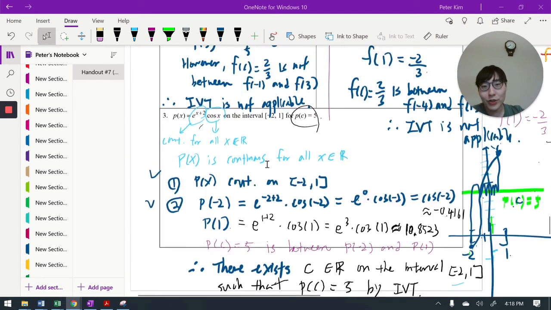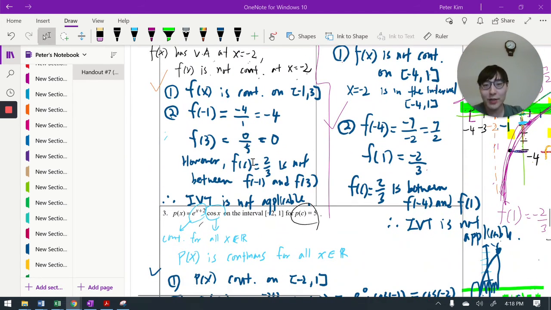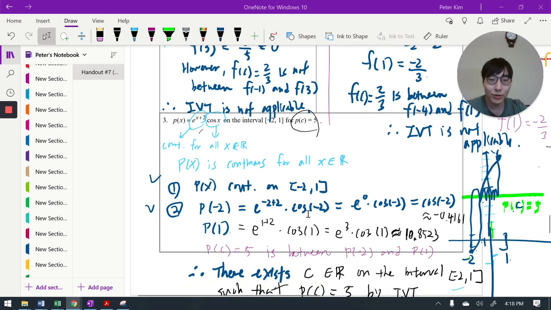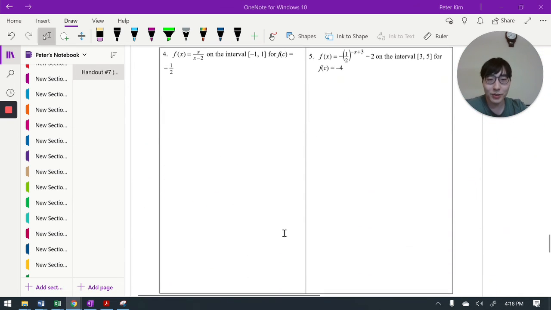So when you're actually applying this one, it's really not going to be time consuming from now on. But why did it take so much time for me to explain it? Because we're going over the concept. So let's try number 4 here.